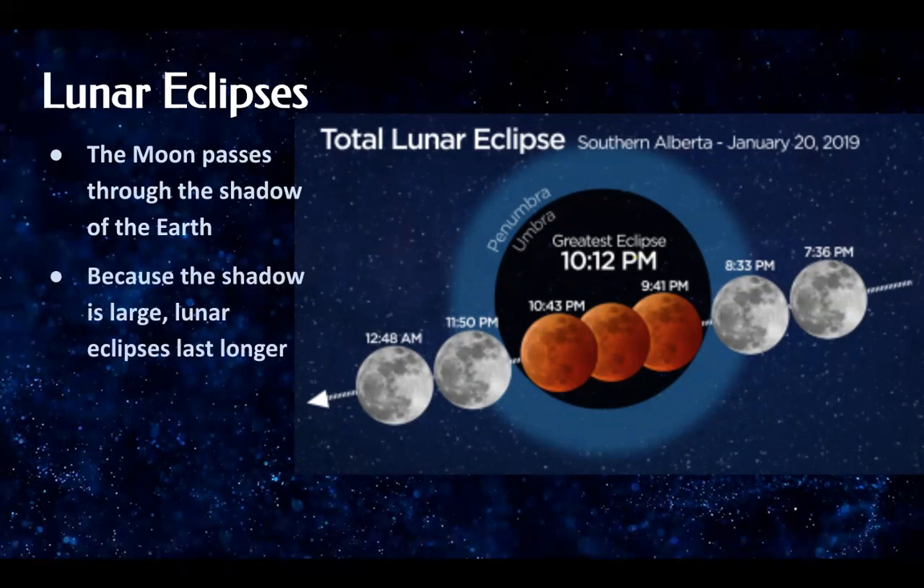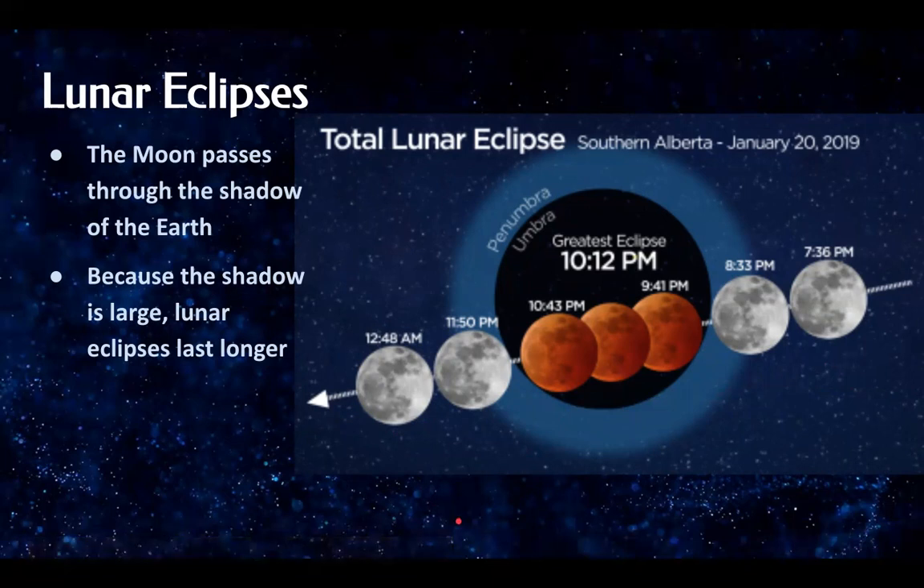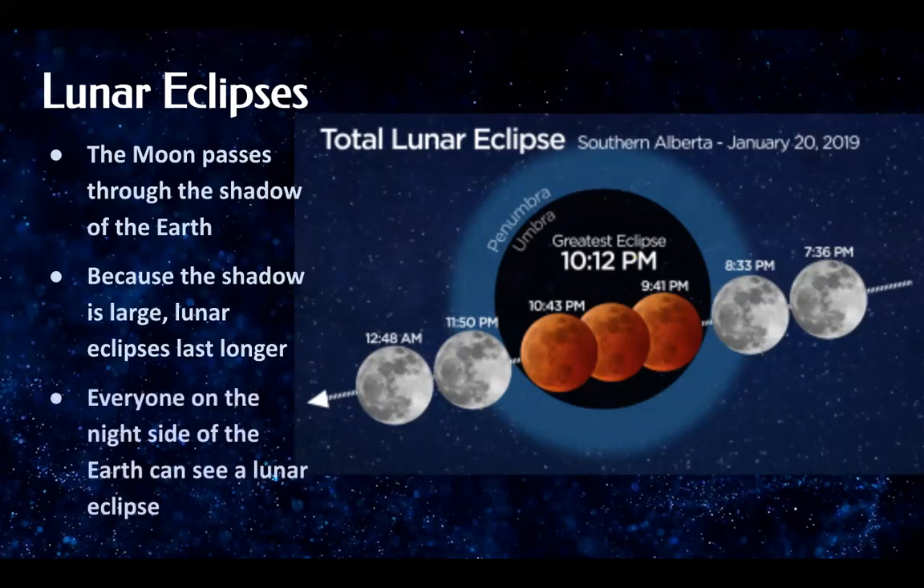Because the shadow is large, lunar eclipses last longer. So instead of lasting minutes and minutes at best, like a solar eclipse, what we're seeing are eclipses that can last for over an hour. And the transition time takes quite a bit. So if you're planning a night to watch a lunar eclipse, take your time, maybe bring a board game, hang out with some peeps. You got some time on your hands in order to see that totality. Everyone on the night side of the Earth will be able to see a lunar eclipse if it's happening, but it just might not be a total lunar eclipse.